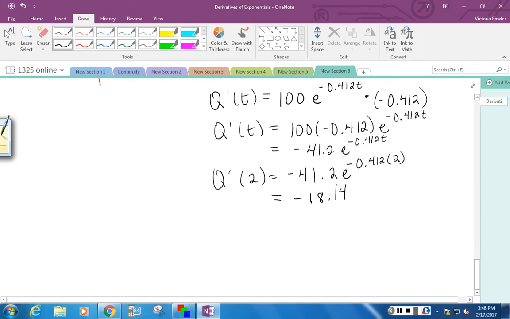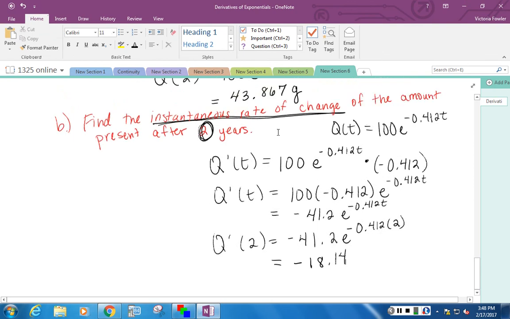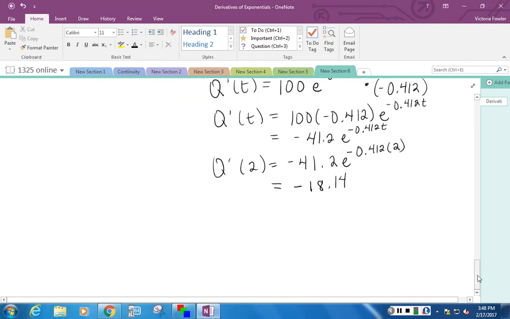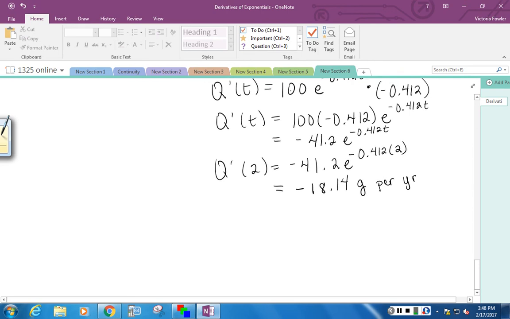So I need some units though, and it wants to know the rate of change of the amount after 2 years. So amount is in grams, and that's happening per year. And I guess I should abbreviate since g is abbreviated. So it's negative 18.14 grams per year. So we can see this negative is also telling me that we are decaying, we're losing the amount. Okay? So there we have it. There's our application.